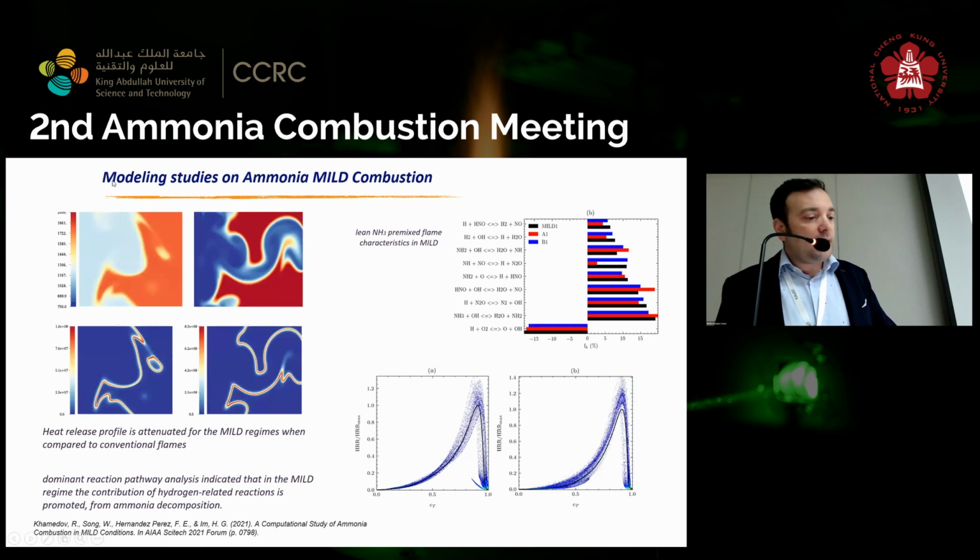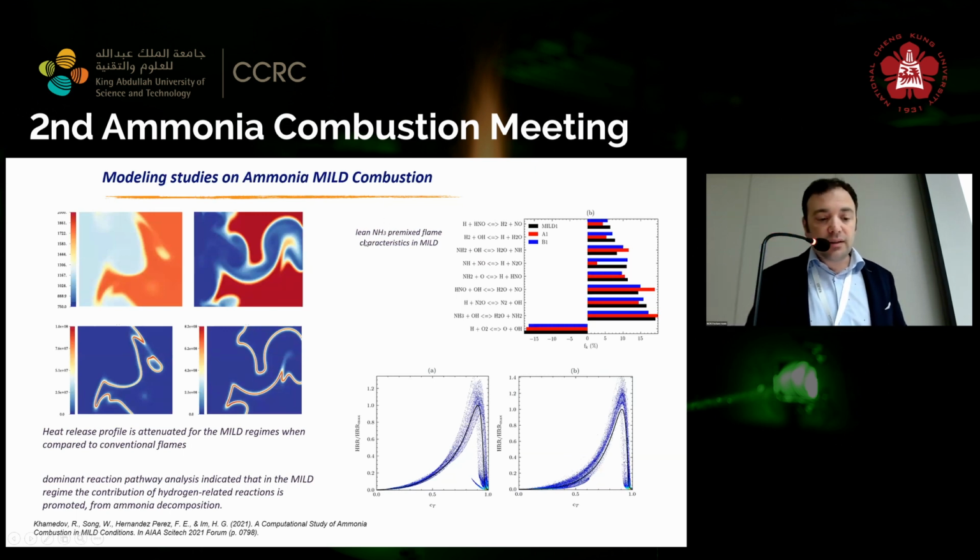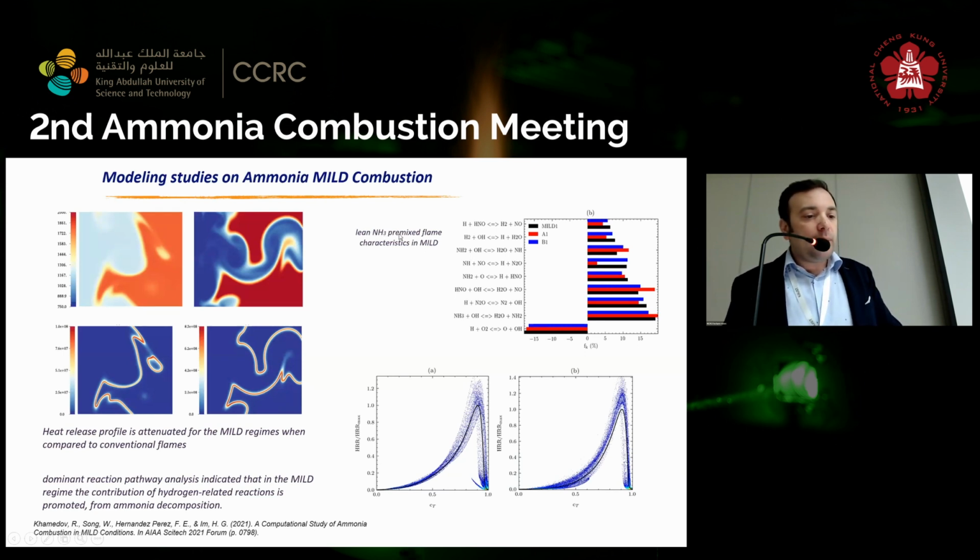I will report some other modeling works on MILD combustion that, as I said before, are very few but very important. There is a work by Ongim that tried to characterize lean ammonia premixed flame characteristics in MILD conditions through DNS. They found heat release attenuation for the MILD regime compared to conventional combustion cases. In particular, they found a dominant reaction pathway indicating that in the MILD regime the contribution of hydrogen-related reactions is promoted, mainly due to ammonia decomposition.